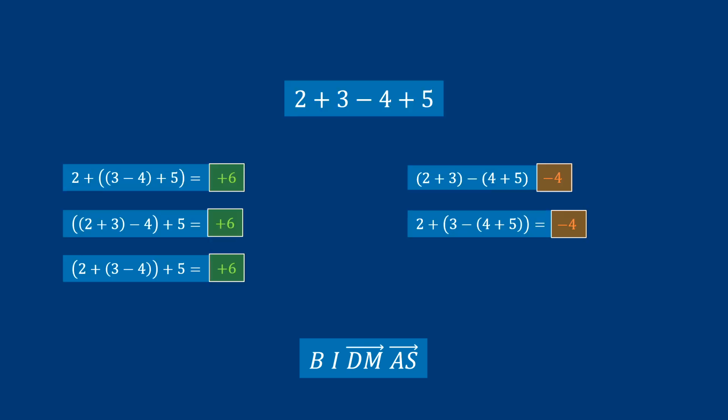Okay, let's have a look. What does BIDMAS say about our expression then? So we start with the B, there aren't any brackets, then we move to the I, there are no indices, there's no divisions and multiplications, so all of those are checked off.